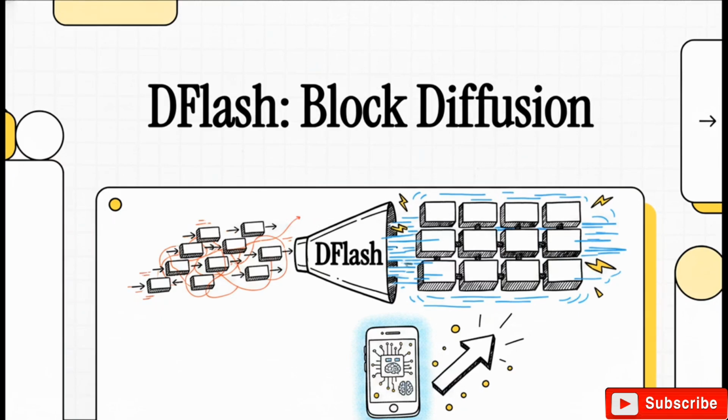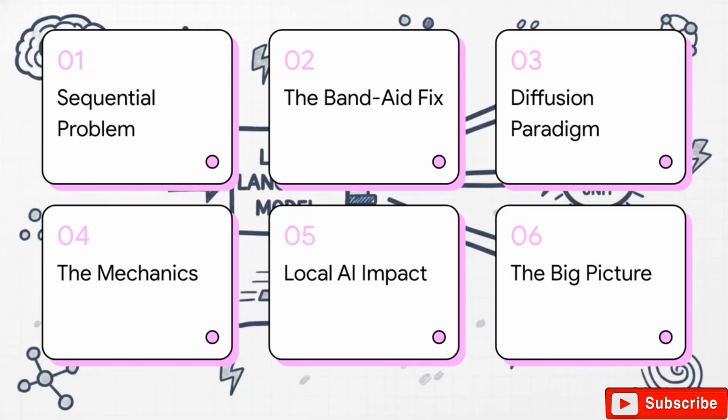It's called DFlash, and it introduces something called block diffusion decoding. Let me be clear, this isn't just some incremental update. It is a fundamental rewrite of how language models generate text. If you want powerful, instant AI running locally on your own devices, well, this is the breakthrough that makes it happen. So, here's our roadmap for today. We're going to quickly cover the sequential problem, the Band-Aid fix we've been using, the diffusion paradigm, how the mechanics actually work, the impact on local AI, and then we'll wrap up with the big picture.